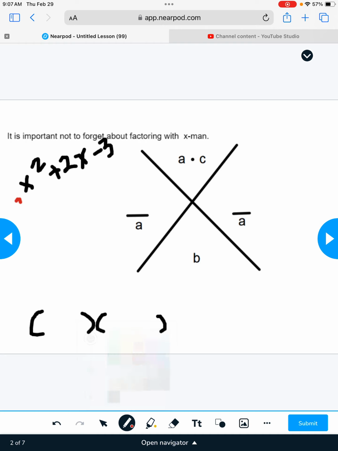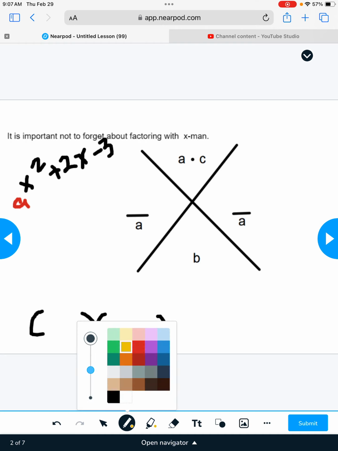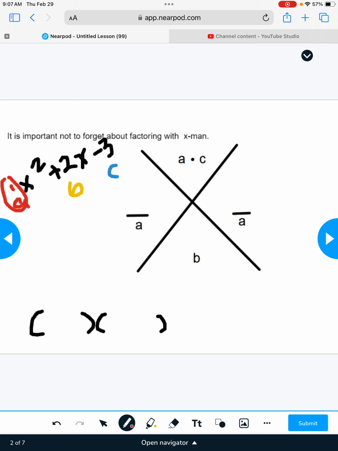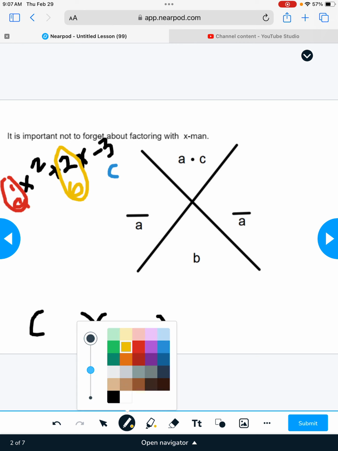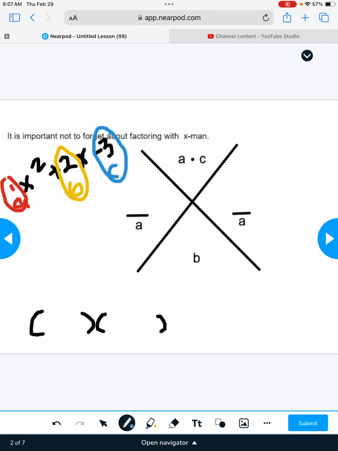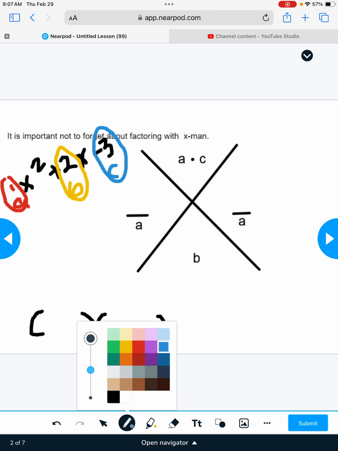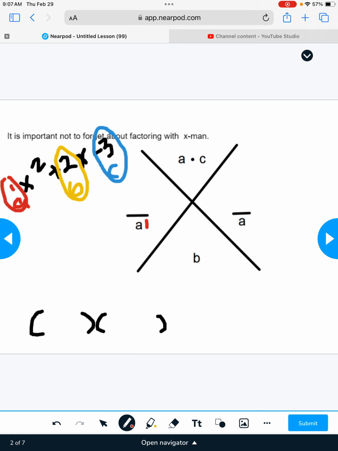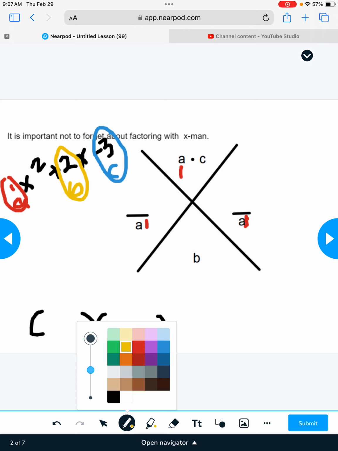That starts by labeling A, B, and C, and being able to say that A is going to be the invisible 1 in front of the x, B is going to be the 2 that's in front of the x, and C is going to be that negative 3 right here. From there, we can substitute in. So in this case, A becomes 1, and then again 1 here. C is going to be my negative 3, and B is going to be my 2.